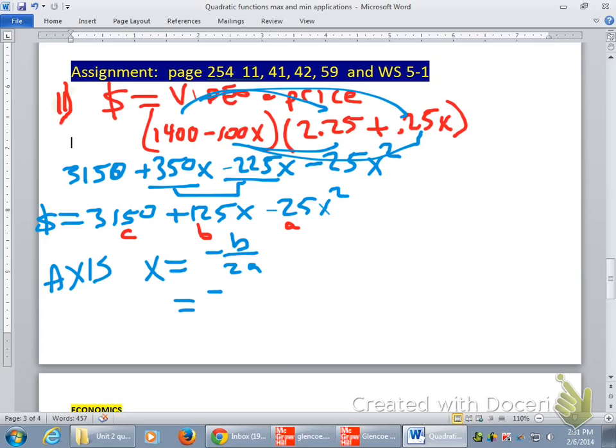It gives me negative 125 over 2 times a, which is negative 25. Clean that up for me, please. 2.5. Positive 2.5? All right, and just double check that. All right.